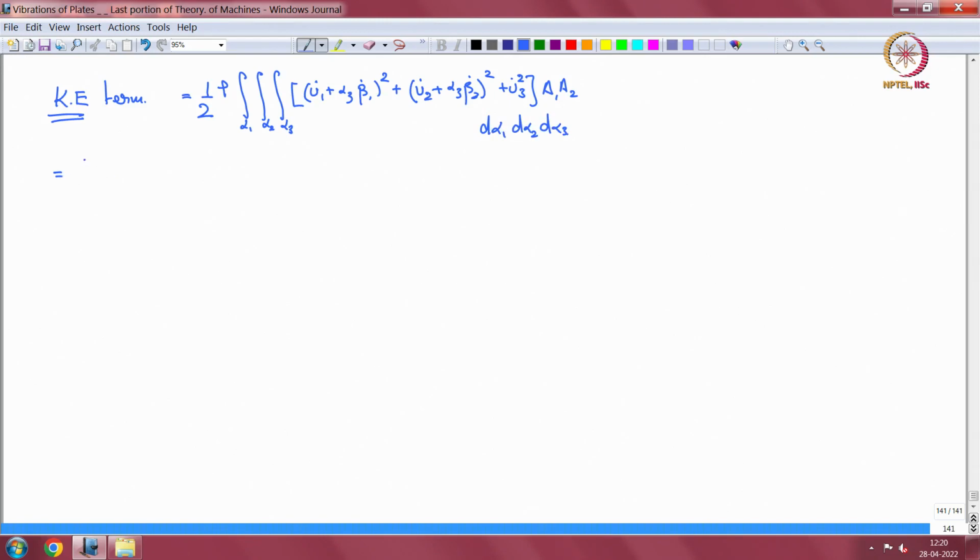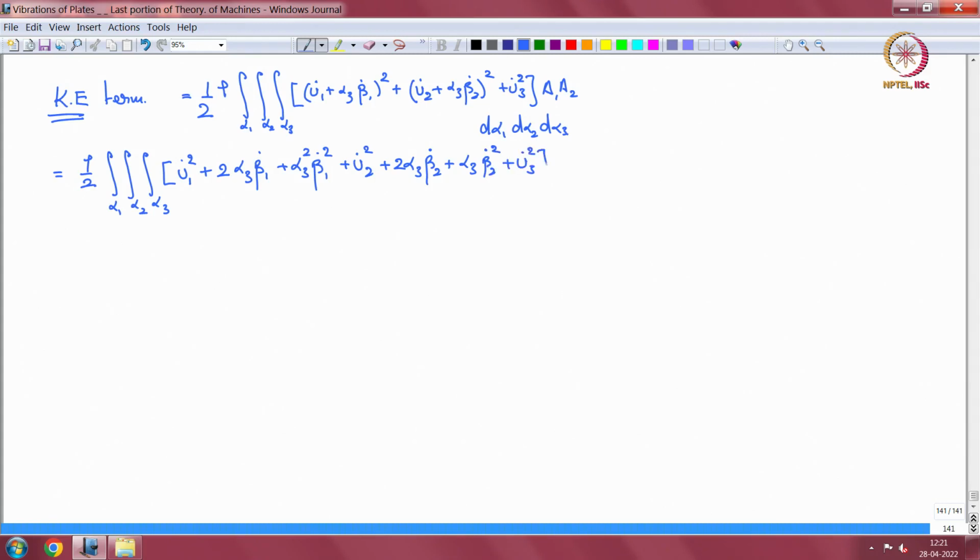Further, this is equal to rho by 2 integral alpha 1 integral alpha 2 integral alpha 3 of U1 dot squared plus 2 alpha 3 beta 1 dot plus alpha 3 square beta 1 dot squared plus U2 dot squared plus 2 alpha 3 beta 2 dot plus alpha 3 square beta 2 dot squared plus U3 dot squared, A1 A2 d alpha 1 d alpha 2 d alpha 3.